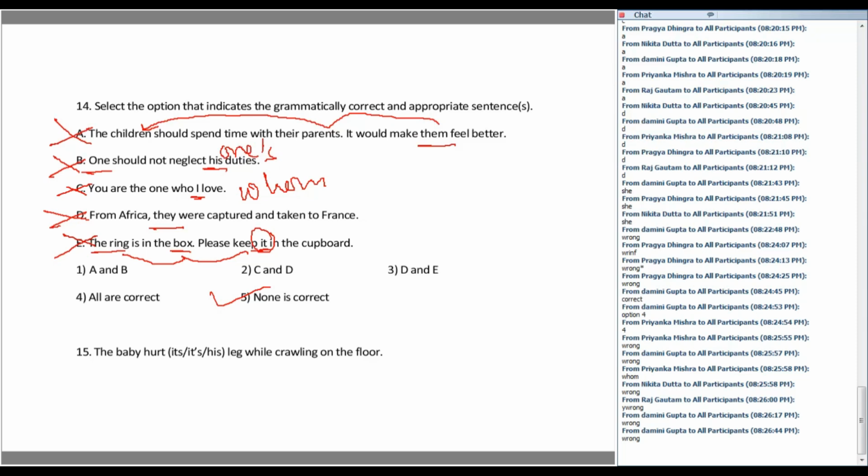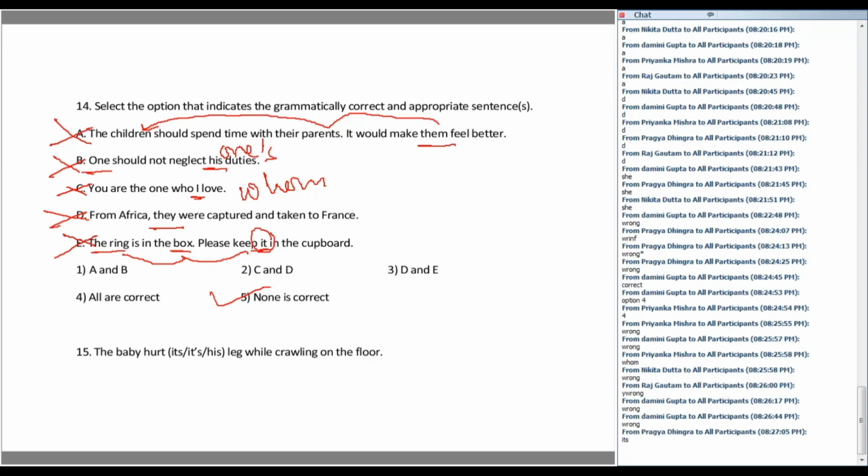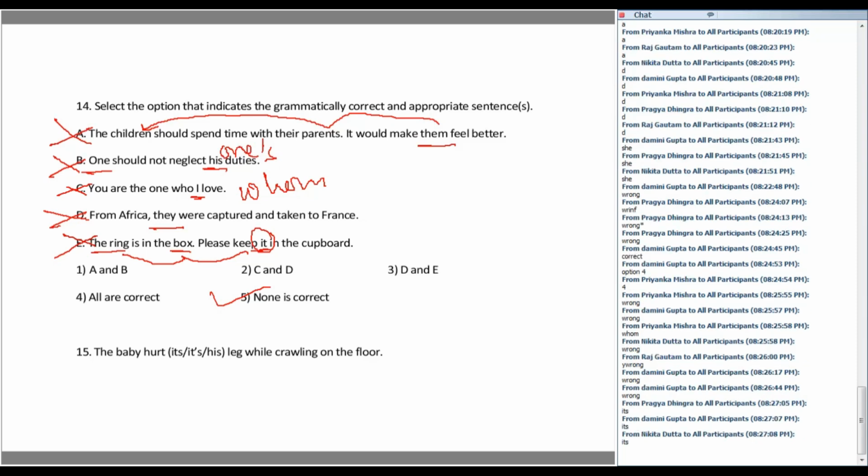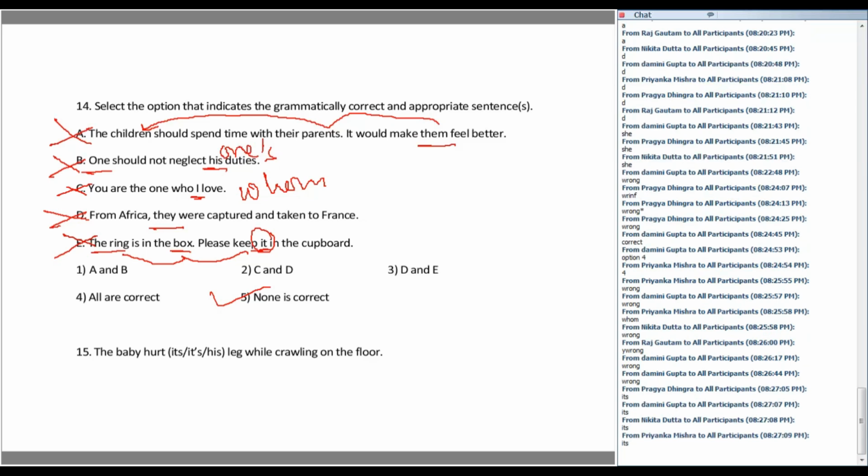Finally, the baby heard it's, with an apostrophe, or his leg while crawling on the floor. The answer should be the first one: the baby hurt its leg while crawling on the floor. Why?